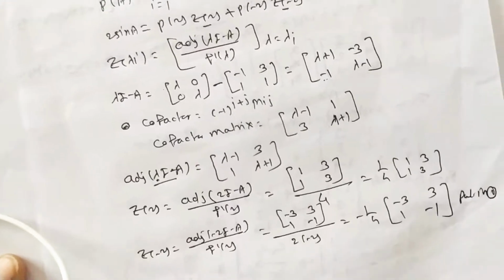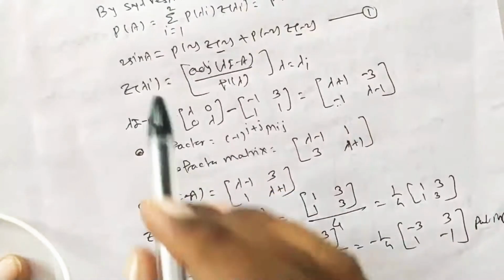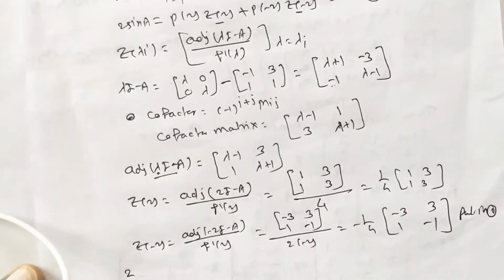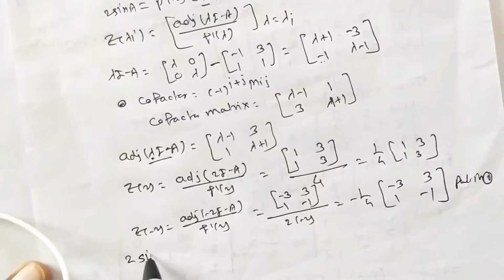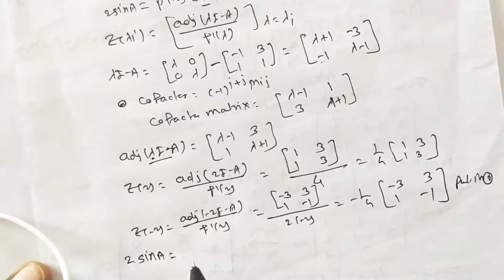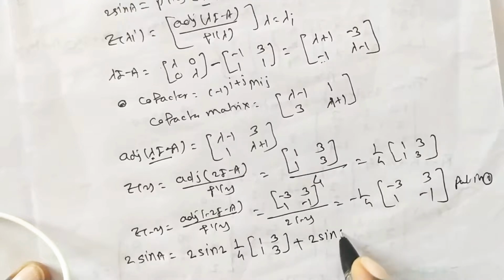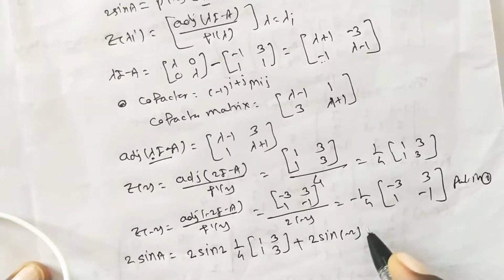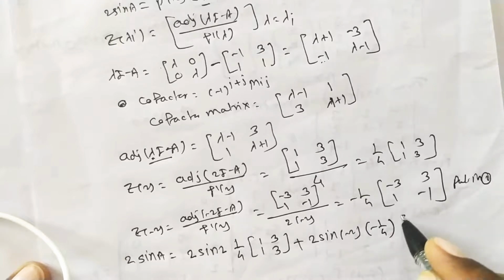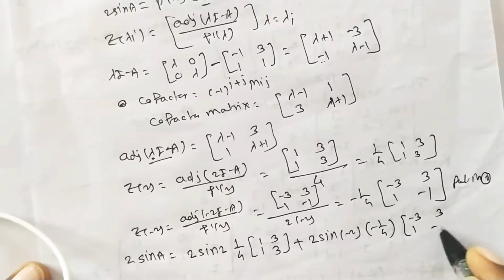And therefore equation 1 becomes, LHS of equation 1 is 2 sin A, equal to P of 2. What is P of 2? If P of A is equal to 2 sin A, then P of 2 is 2 sin 2 into Z of 2. Z of 2 is 1 by 4 into 1, 3, 1, 3, plus P of minus 2. P of minus 2 is 2 into sin of minus 2 into Z of minus 2. Z of minus 2 is minus 1 by 4 into minus 3, 3, 1, minus 1.